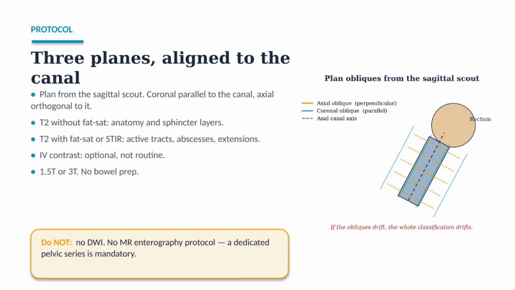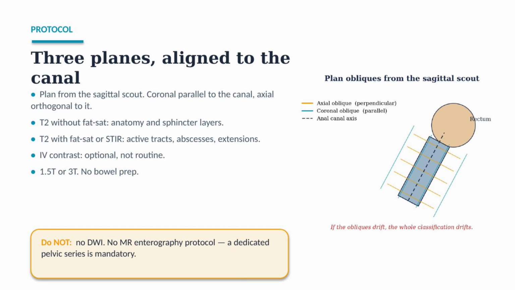Now the protocol: 3 planes aligned to the anal canal axis, not the body axis, planned from the sagittal scout. Coronal parallel to the canal, axial orthogonal to it. This is the single most common technical error on outside studies. If the obliques drift, the whole classification drifts.